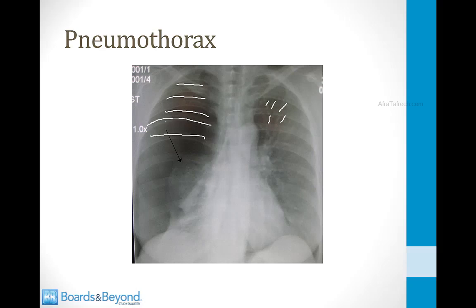You don't see those over here on the right side. Notice that between these two ribs in here, there are no lung markings, and that's because there is no lung tissue there. This is the lung right here. It's collapsed from a hole in the lung, and what you're seeing out here is just air inside the thorax, and that's why it's a pneumothorax.